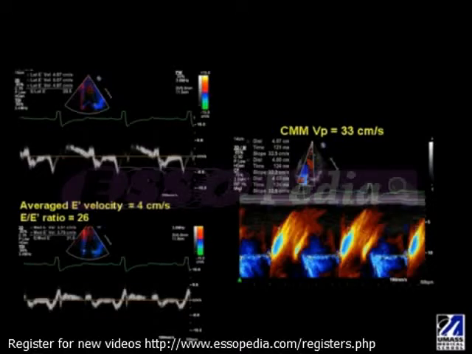Here are the corresponding tissue Doppler and color M mode signals in the same patient. You see that the lateral E prime velocities in the above panel are actually averaged because of wall motion abnormalities with the septal E prime velocities, which equal 4, which gives us an E to E prime ratio of 26. Then off to the right, you see the color M mode propagation equals just 33 centimeters per second.